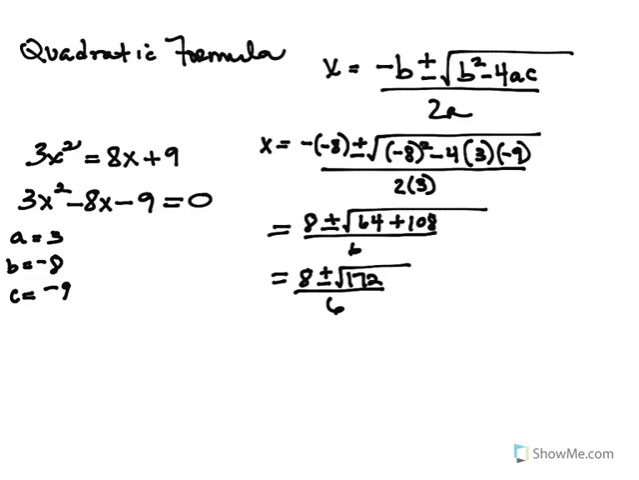So you have to see if 172 has a perfect square inside of it. So you need to break down 172 and make sure that it's simplified as much as possible. So there's a perfect square inside of 172, so we can pull a 2 out.